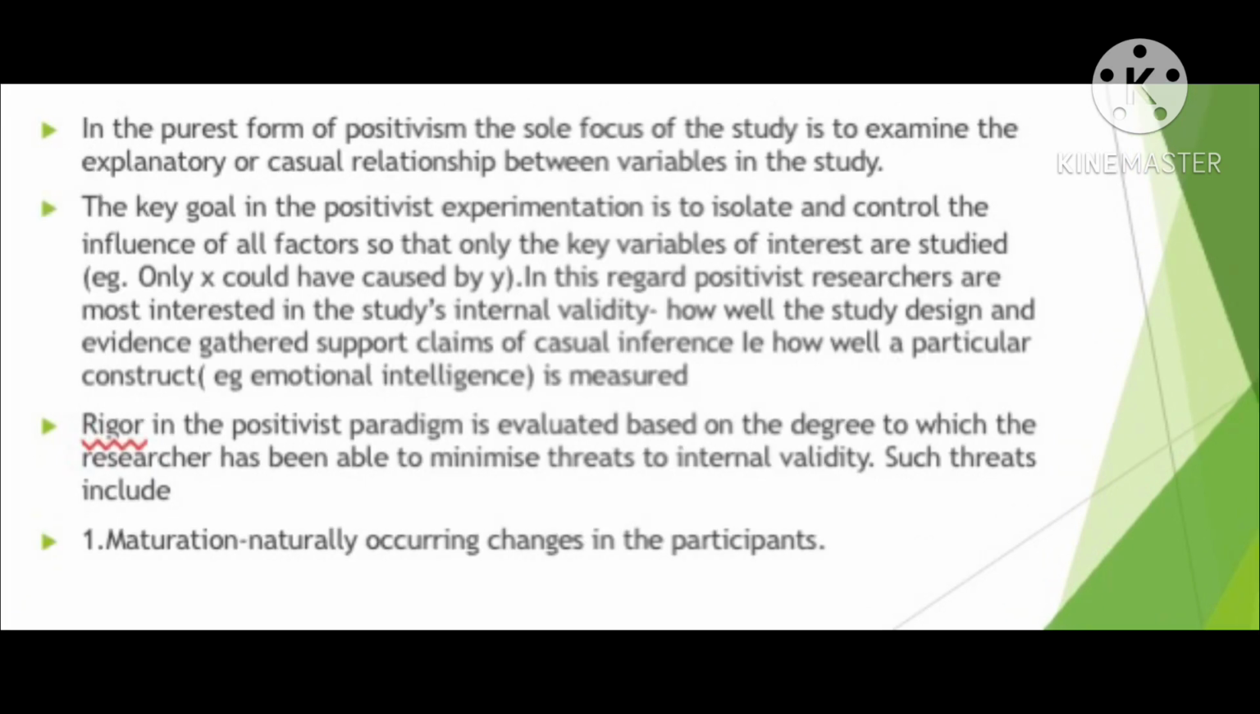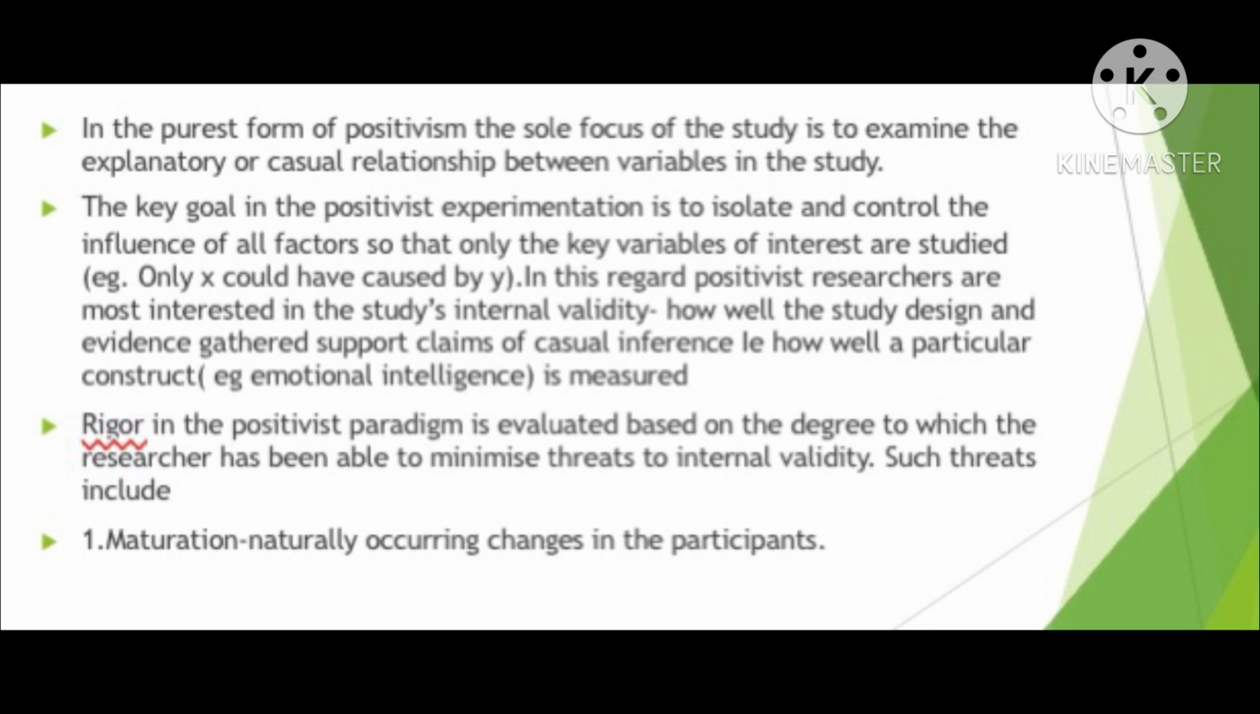In the purest form of positivism, the sole focus of the study is to examine the explanatory or causal relationship between variables in the study. The key goal of positivist experimentation is to isolate and control the influence of all the other factors, all the extraneous factors that affect the experiment. And whatever variables we are studying, for example x and y, these are the two variables, then we are measuring only in which way x could affect y. Only those two variables we are measuring, and all other variables we are keeping under control.